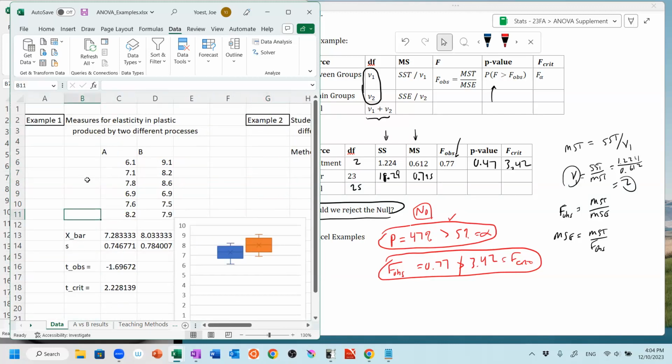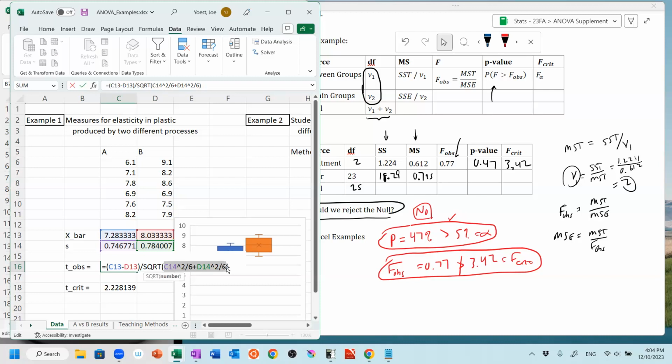Just as a warm-up, let's do a t-test here. We want to know whether there's a difference between the means. So I have x bar 1, I have x bar 2, and I can compute t observed, the difference between the x bars over this complicated square root thing. We saw that calculation before. That gives me negative 1.69.